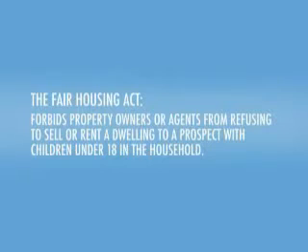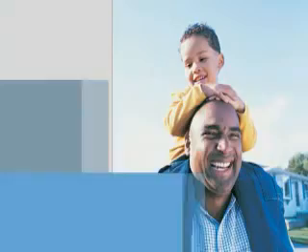As Cora pointed out to Marty, he unlawfully steered Mary to a particular unit because of familial status, as well as her ethnicity. It is irrelevant that Marty's primary motivation was the safety of the children. The Fair Housing Act forbids property owners or agents from refusing to sell or rent a dwelling to an otherwise qualified prospect simply because the prospect has children under the age of 18 in his or her household.